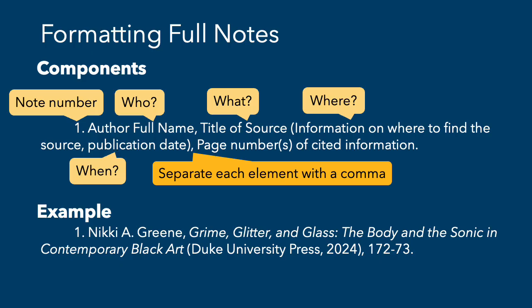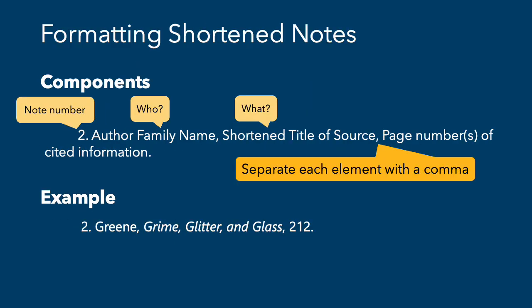Let's look at a full note, which you use the first time you cite a source. Full notes include the number of the footnote, the full author name, the title of the source, information about where to find the source, the publication date, and the page number or numbers where the cited information is located. Note that the first line of a footnote is indented half an inch and that the elements in a note are separated by commas.